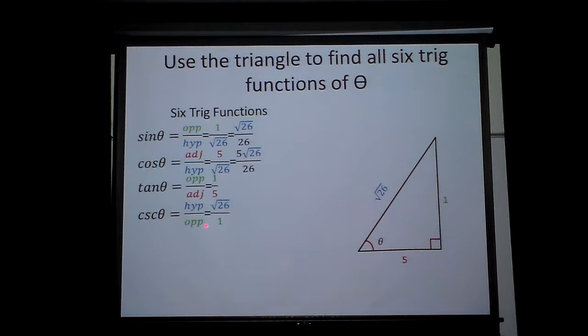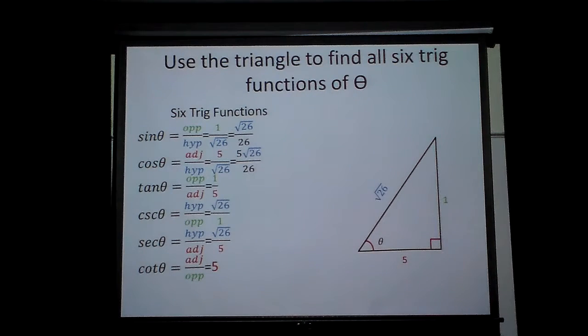Now cosecant is just going to be the reciprocal. It's hypotenuse over opposite, square root of 26 over 1, or you could just say the square root of 26. And secant is kind of the same thing, except square root of 26 over 5. And then cotangent was the one that was given to us. It was just 5. You could write 5 over 1, but you don't really need the 1.